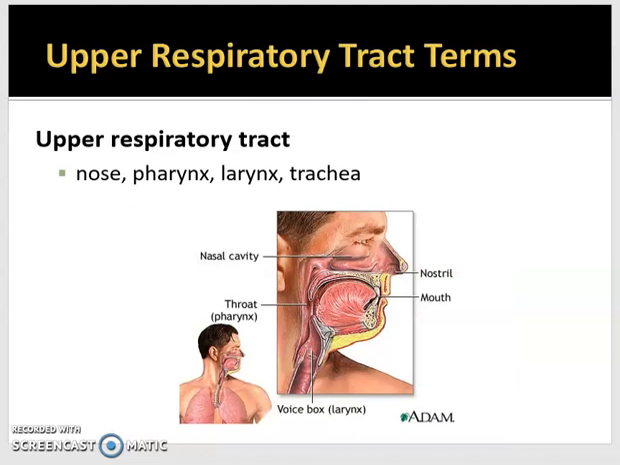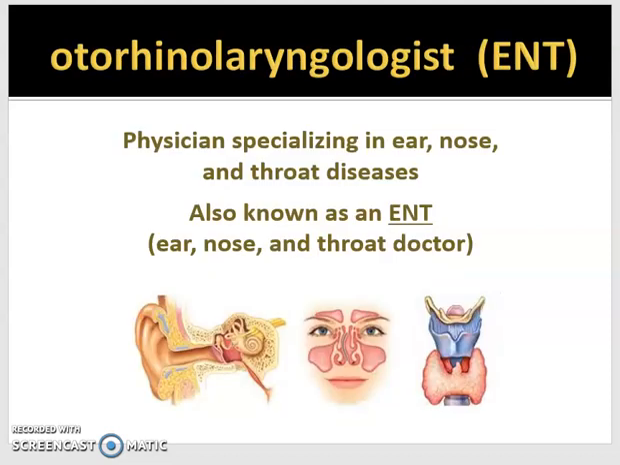So let's talk about some upper respiratory tract terms right now. When we talk about the upper respiratory tract, we're talking about the nose, the pharynx, the larynx, and the trachea. And guess what? We've got special words for each one of those. Let's jump in and see what we have. Oh, well, we'll start with the specialty first. Didn't see that coming.